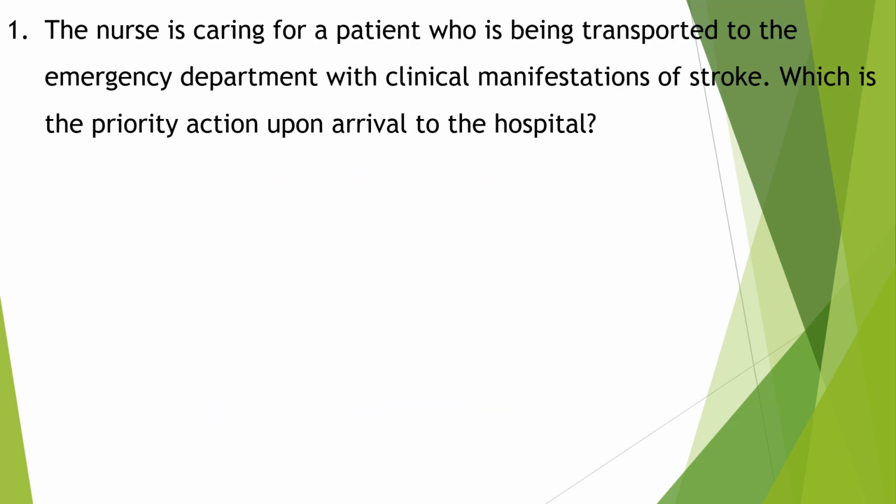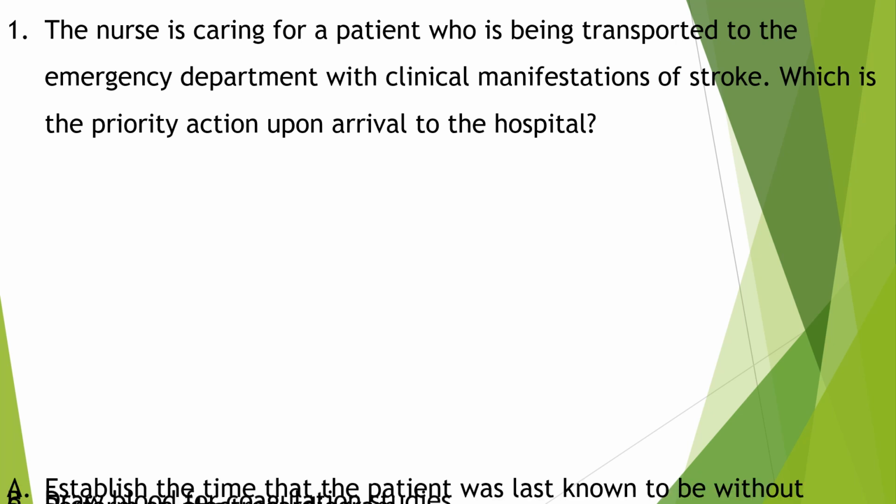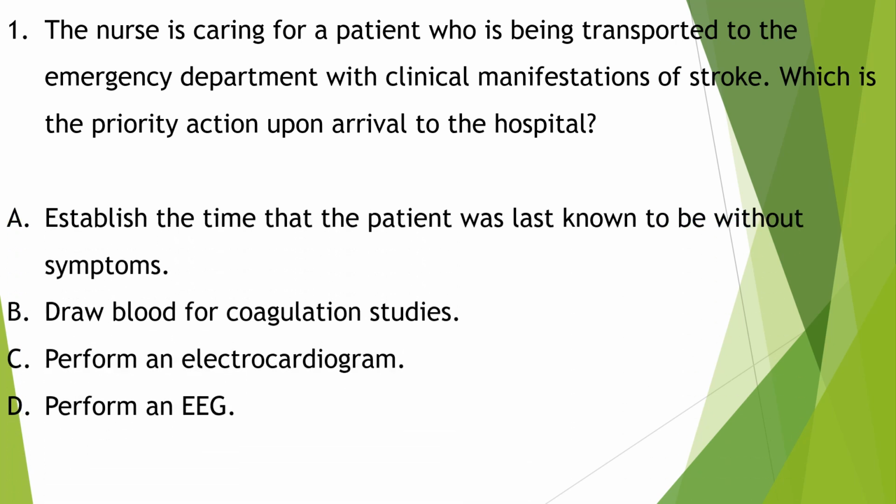The nurse is caring for a patient who is being transported to the emergency department with clinical manifestations of stroke. Which is the priority action upon arrival to the hospital? Establish the time that the patient was last known to be without symptoms. Draw blood for coagulation studies. Perform an electrocardiogram, an ECG.